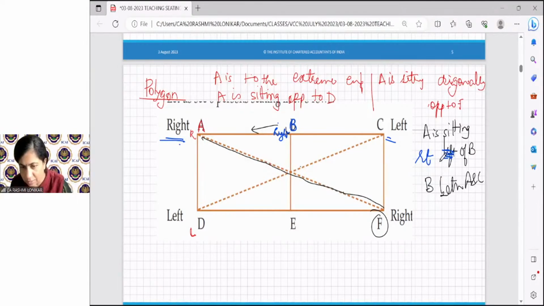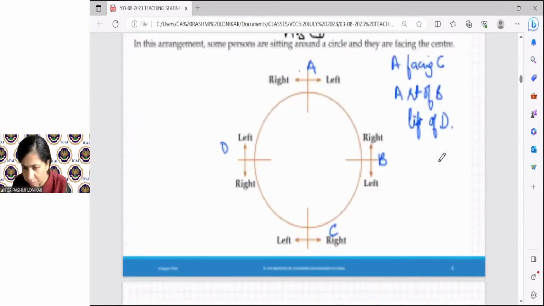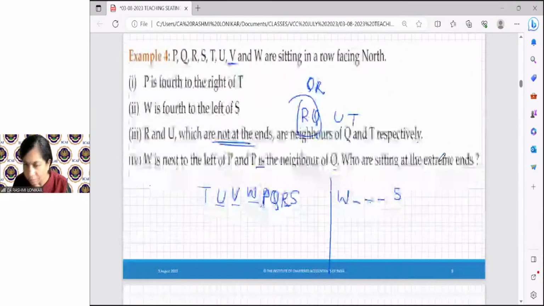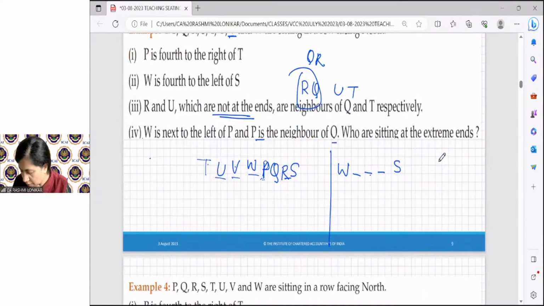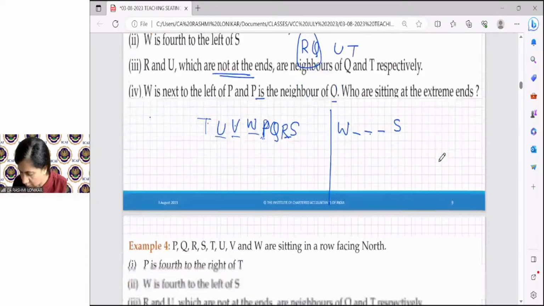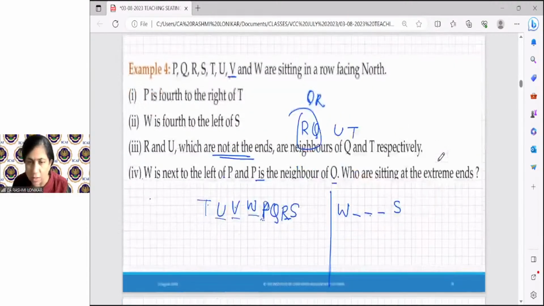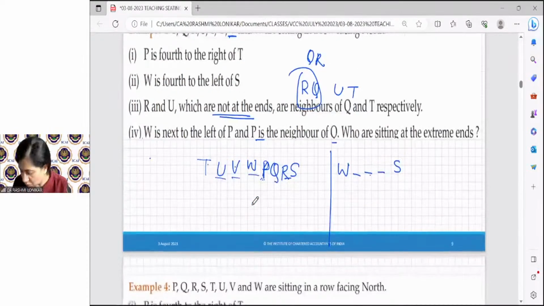You are saying T U V W P Q R S. T and S are the ends. R and U are not at the end. That also you have to just ensure. Okay, Deepak, again I'm telling you, do it if you can. If not, doesn't matter.